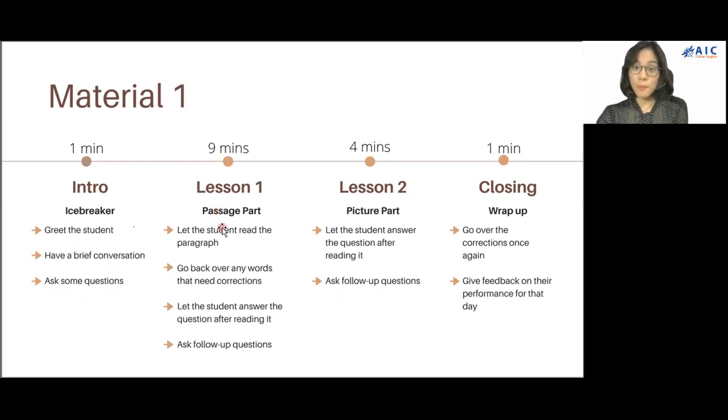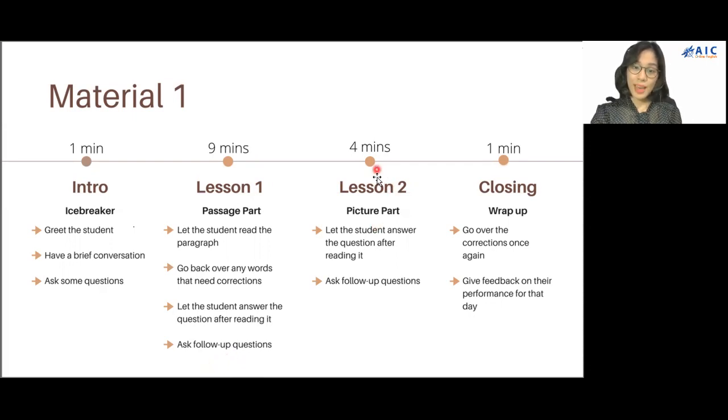Next, we have lesson 1, passage part. You can have at least 9 minutes for this. Let the student read the paragraph, go back over any words that need corrections, and then let the student answer the question after reading it, and then ask follow-up questions. While the student is reading, you can help them when they struggle with some words on how to read it and pronounce it, but make sure that you don't spoon feed every word to them.